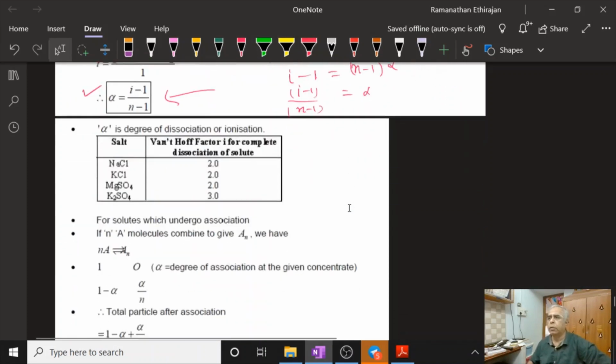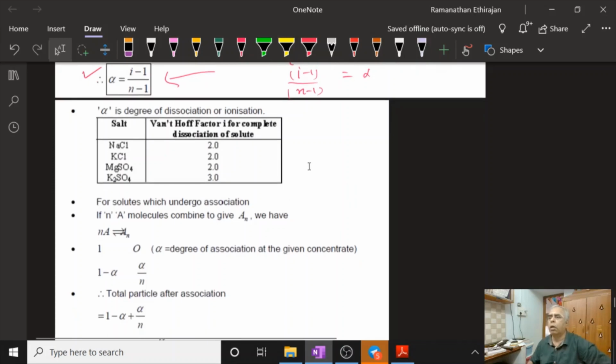Okay, right. Now let us just look at this table. Alpha is the degree of dissociation or ionization. For sodium chloride, the van't Hoff factor for complete ionization or dissociation is 2, for potassium chloride 2, magnesium sulfate 2, K2SO4 3. Why? Because sodium chloride gives sodium 1 ion, chloride 1 ion, so 1 plus 1 is 2. Are you able to understand this? How we get it? Then KCl.